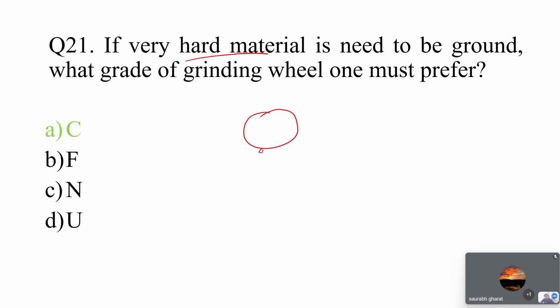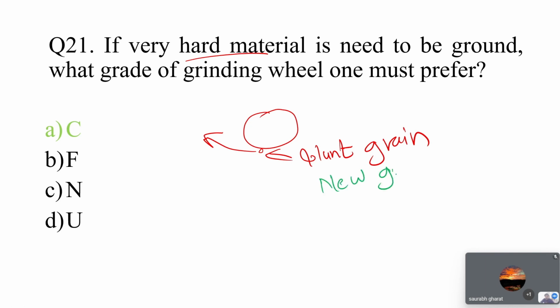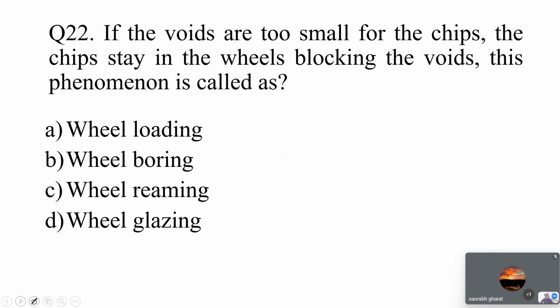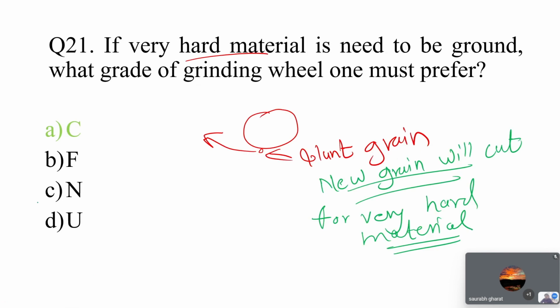Your abrasive wheel is getting blunt, it is tough because of this blunt grain. It is getting shifted off, there is a big shift away and a new grain will come into that. Okay, this should be the concept. So the answer is C.